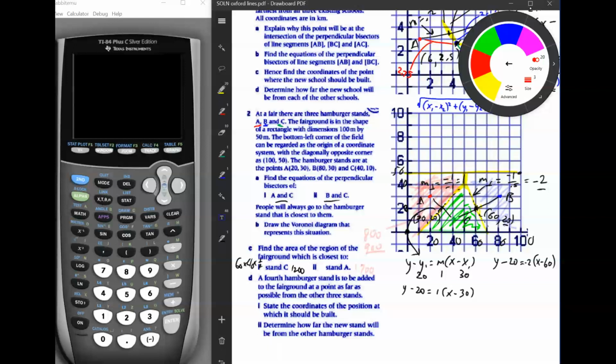Okay? Let me go through that again. The red triangle here has a base of 40 and a height of 40. Multiply base times height times 1/2, 40 times 40 times 1/2, and you get 800. Then the rest of the squares, which are here and here, you can just count the number of squares. Each square is 10 by 10, so it's worth 100 in area. So 9 times 100 is 900, and then you add the 800 to the 900, and you get 1,700 for the area of stand A.